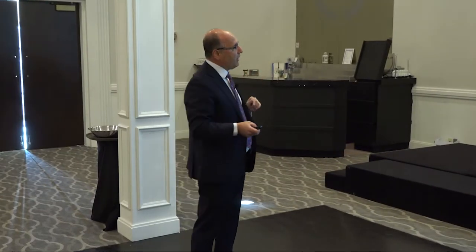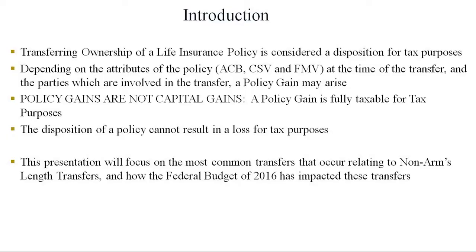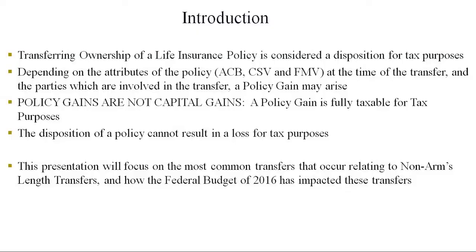So right off the bat, transferring ownership of a life insurance policy is considered a disposition for tax purposes. So when we make a transfer, automatically we have to think about what the tax implications are. There may be none, but when there is a disposition, there's going to be a potential tax issue, depending on the attributes of the policy. And by attributes, the main ones that we look at are ACB, the adjusted cost base of the policy, cash surrender value of the policy, and fair market value.